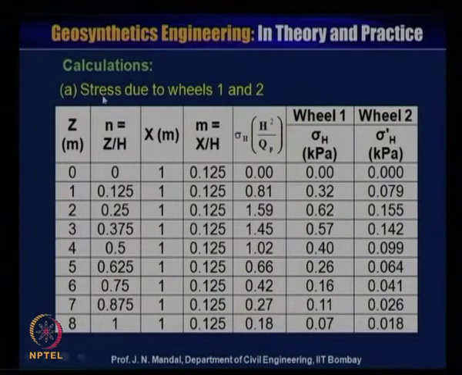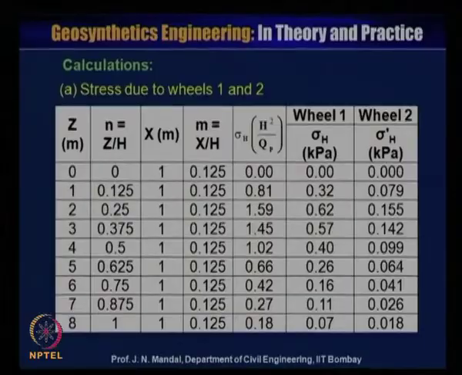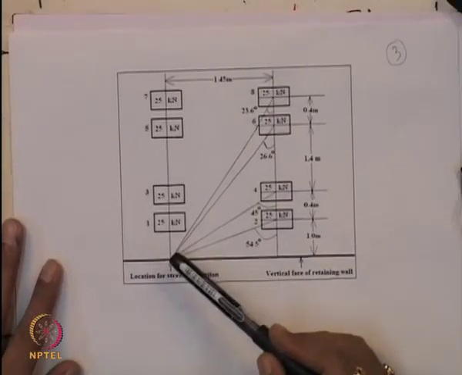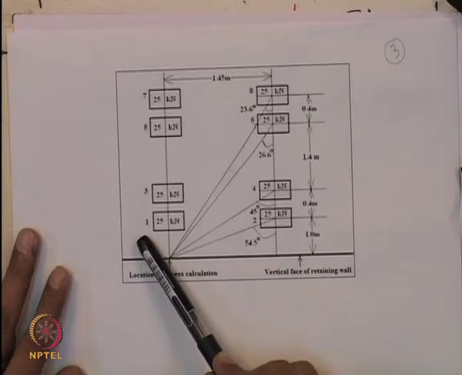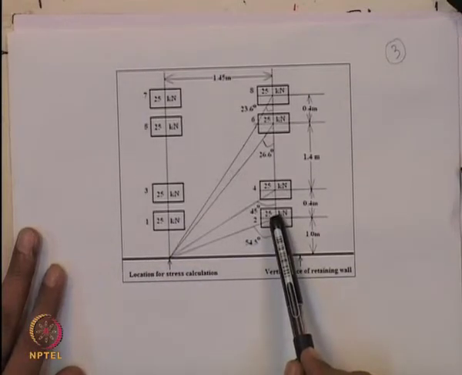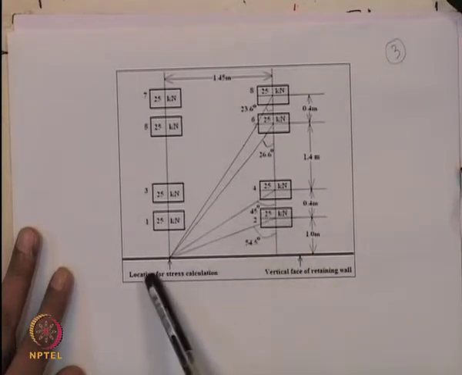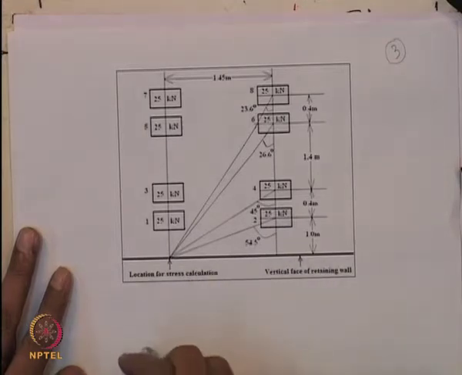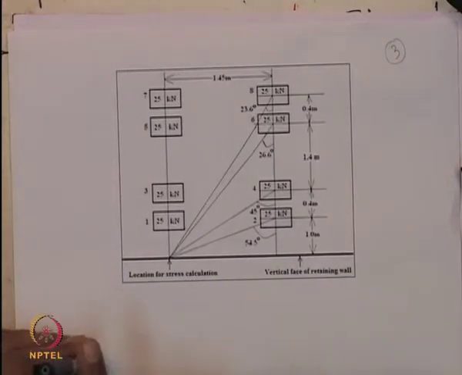Now, here is showing some calculation, that is, stress due to wheel 1 and 2. So, we are considering the stress due to wheel 1 and 2. Let us say that you want to calculate the location for stress. This is wheel number 1, this is wheel number 2, and we know what z will be, that is, the height of the wall. This starts from 1 to 8 meter height.